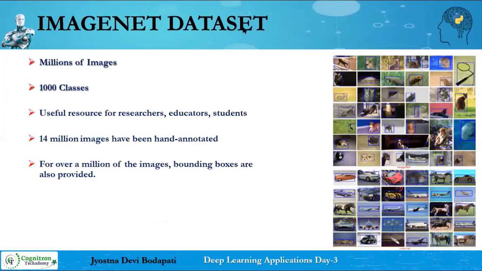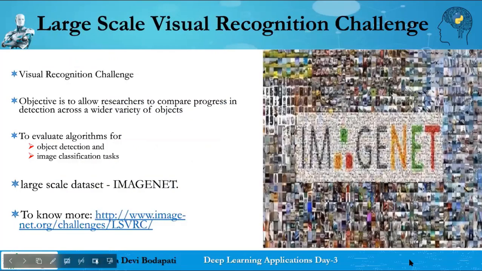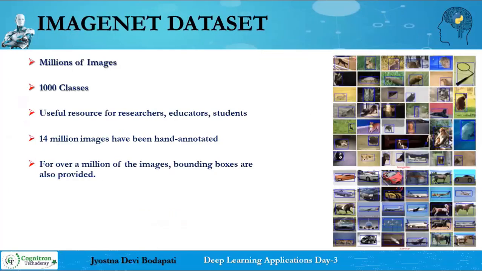This challenge was introduced in 2010, and the data set introduced was the ImageNet dataset, which contains millions of images, and most of the images are annotated. 14 million images are hand annotated. So for classification purposes, volumes of data are ready. The data belongs to thousands of classes. There are millions of images, and 14 million images are already given labels.